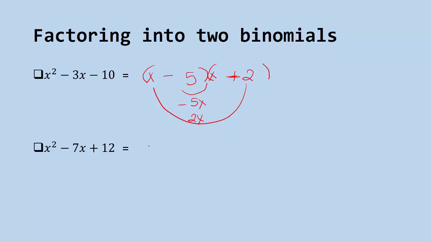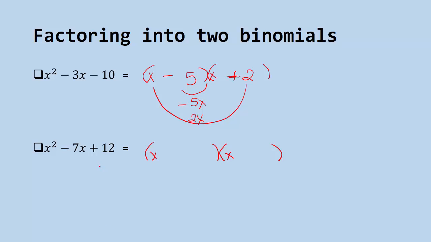Let's go ahead and do another one just to get this parenthesis portion down. Again, I'm going to write my two binomials for my trinomial. I have x squared in the beginning, and I know that x times x is going to be x squared when I multiply this back together. Now in this case, I have 12.